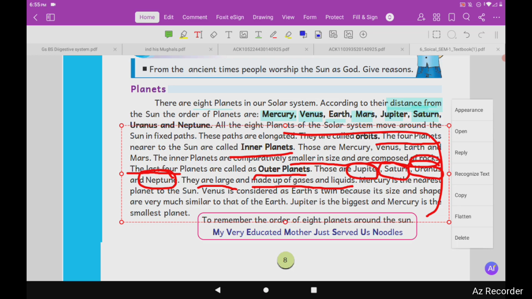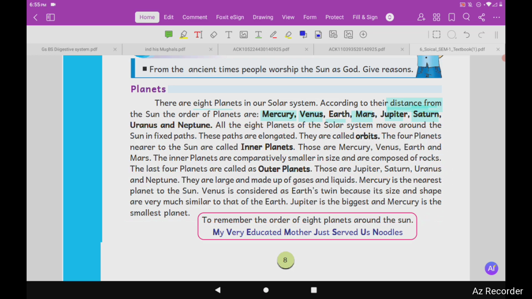The nearest planet is Mercury. Mercury is the nearest planet to the sun. At the same time, Venus is considered the Earth's twin. Why? Because the size and shape of Venus is similar to that of the Earth. That is why Venus is called the Earth's twin. Next, the biggest planet is Jupiter. Jupiter is the biggest planet. At the same time, Mercury is the smallest planet.